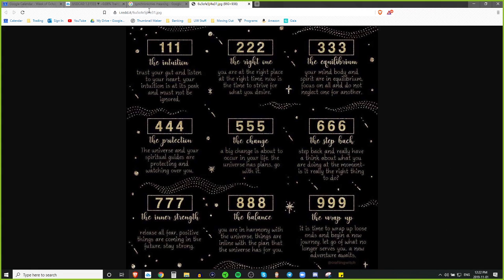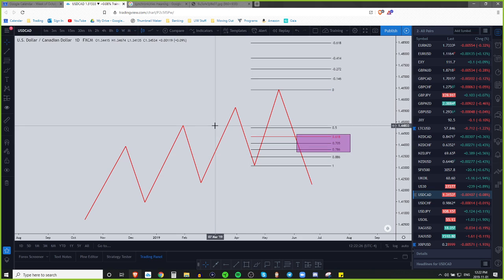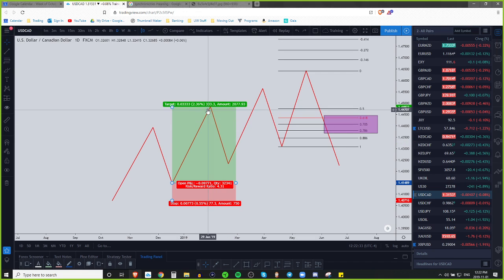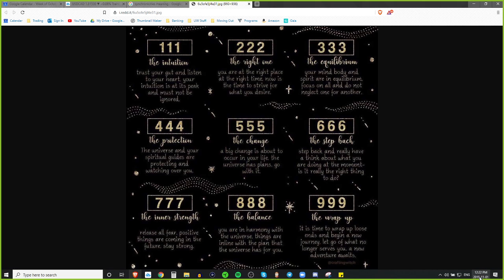The reason I'm saying this is because we literally just saw, with my position here, a take profit of 333.3. The time just turned to 12:22, right? That's three 2s repeated. Even some random number combinations tell me something. These are so powerful, you guys.